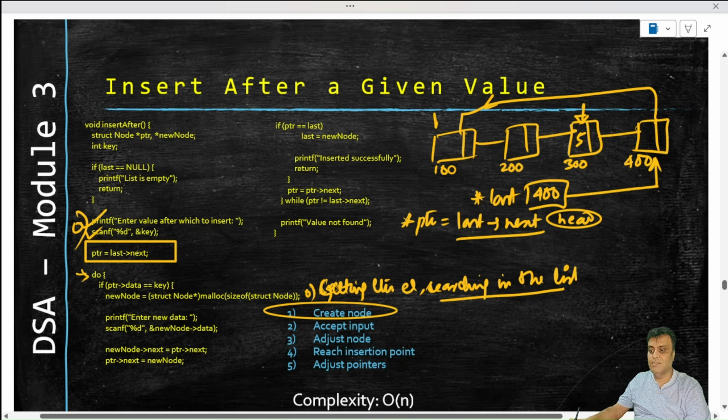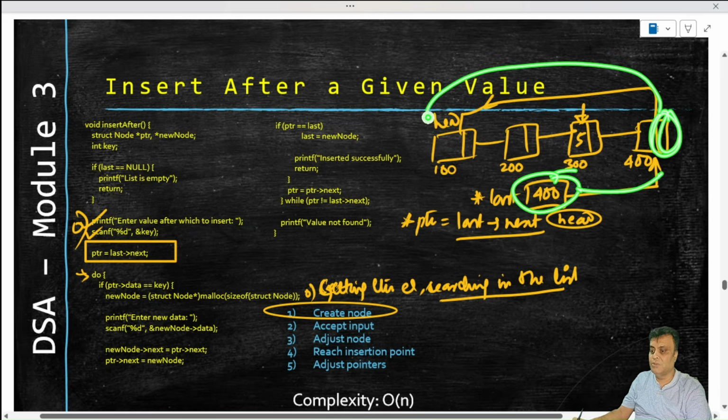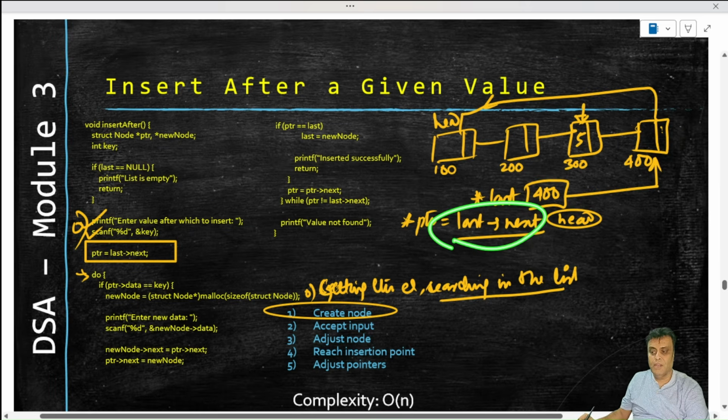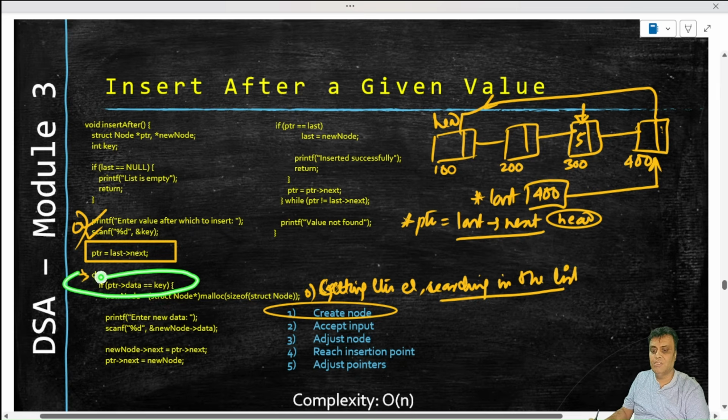This is our head, right? And which is what? Last arrow next. This is our next. So this is our last, which is pointing here. So last arrow next is this. This is pointing to the head. So last arrow next is what? The head, right? So that's what we have established. Now we run a loop to check whether the pointer data is equal to the key. If the pointer data is equal to the key, now we have done this code a bit differently.